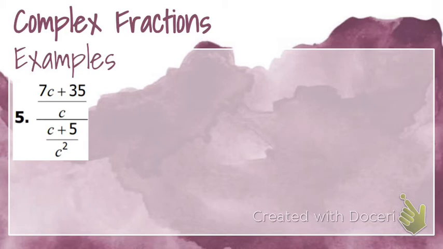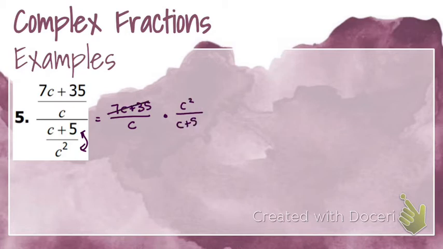All right, number 5, 7c plus 35 over c plus 5 over c squared. Whew, that's a lot. What I'm going to do this time is, actually, no, I'm not going to do anything this time. Sorry. I'm going to do it exactly the same, except I am going to skip the division step because it's just rewriting it like 73 times. So we're going to do the first one, the top one, which is 7c plus 35 over c. Change it to multiplication and then flip the bottom. So c squared over c plus 5.